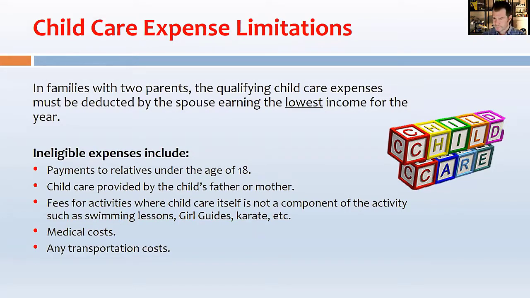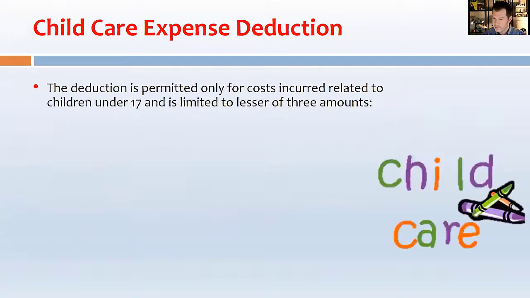Okay. Transportation costs. Great. You send your kid to and from school in a taxi. Can't deduct that. The end. Or any other form of transportation. It's not deductible. Okay. So what are some other limitations? The childcare expenses that are incurred are potentially deductible, but only in respect of children who are under 17 at the end of the tax year, and they are limited by the following three factors.